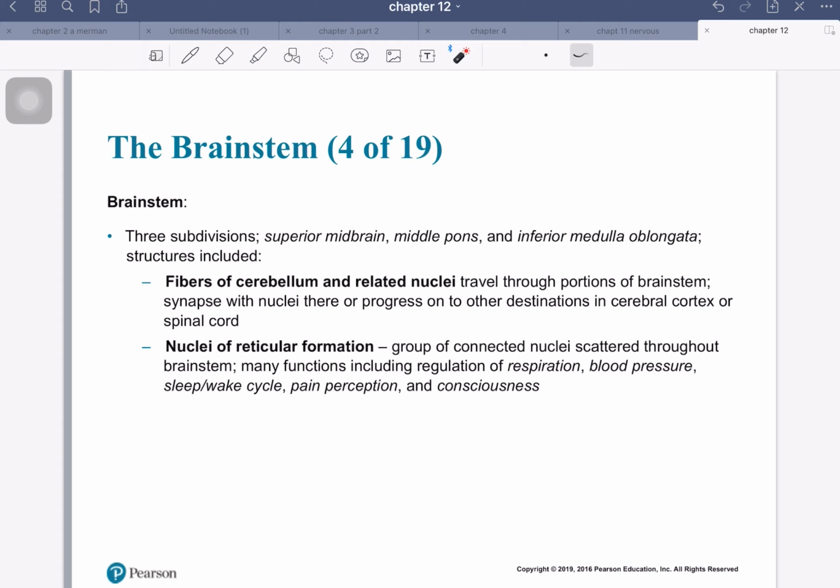Reticular formation is not just one structure, it's scattered nuclei. So it's a group of connected nuclei scattered throughout the brainstem that function in things such as regulation of respiration, blood pressure, your sleep-wake cycle, pain perception, and consciousness. So it's a very diverse group of nuclei in terms of their anatomical location, but also they do quite a wide-ranging list of tasks.